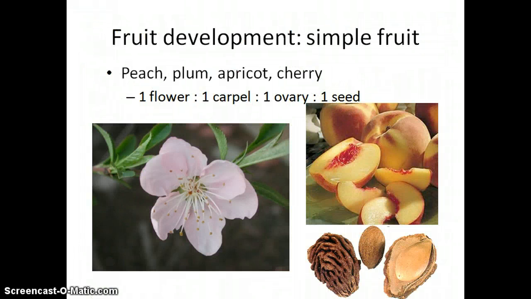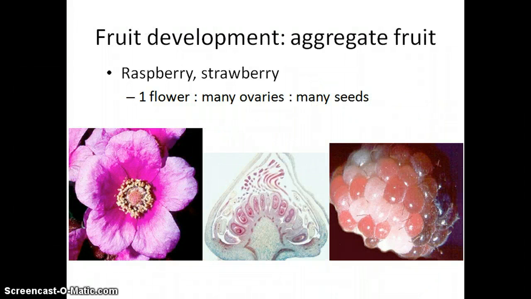So here's some examples. This is an example of a simple fruit. We have peaches, plums, apricots, and cherries all come from one flower with one carpel, and that one carpel has one ovary, and that ovary develops into the fruit that has one seed enclosed. And then here the example, the classic one for aggregate fruit, is a raspberry. We also have strawberries that come from aggregate fruit. So there's one flower with an aggregate fruit, but there are many ovaries. Therefore, there are many seeds just in that one fruit.